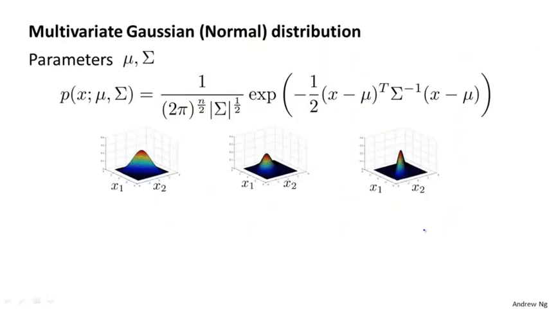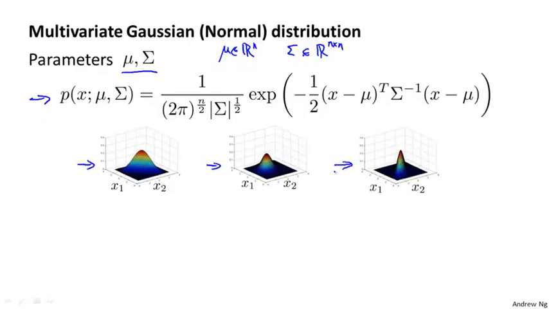To recap, the multivariate Gaussian distribution, or the multivariate normal distribution, has two parameters, mu and sigma, where mu is an n-dimensional vector and sigma, the covariance matrix, is an n by n matrix. And here's the formula for the probability of x as parameterized by mu and sigma. As you vary mu and sigma, you can get a range of different distributions, like these three examples that we saw in the previous video.